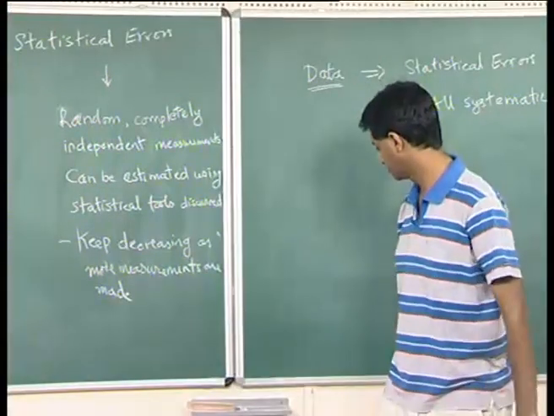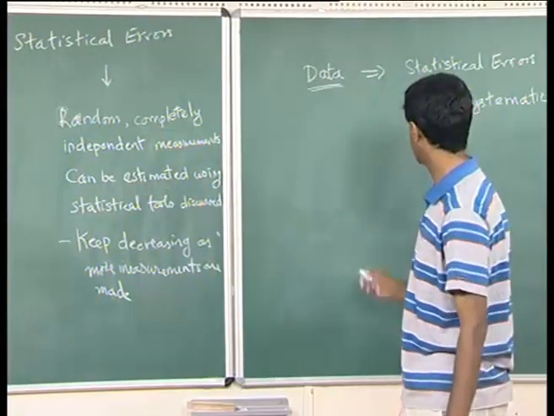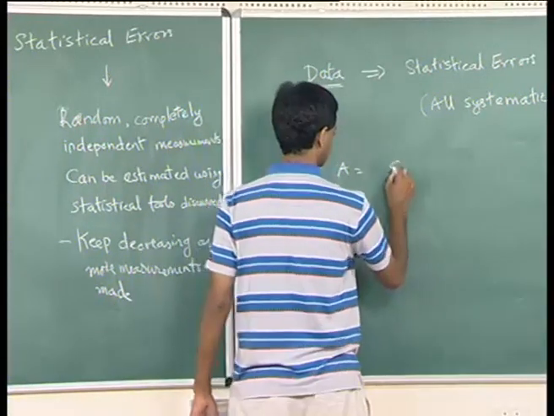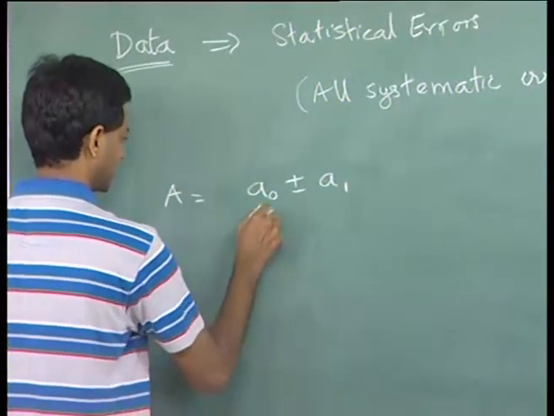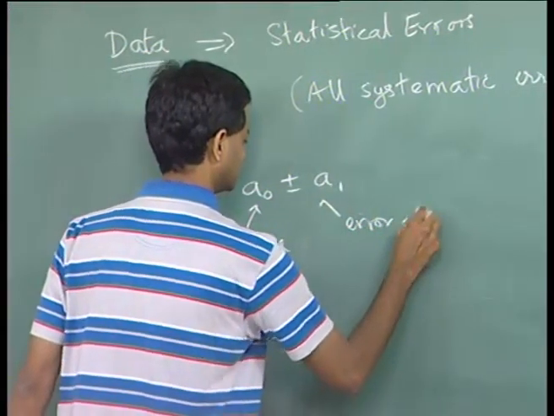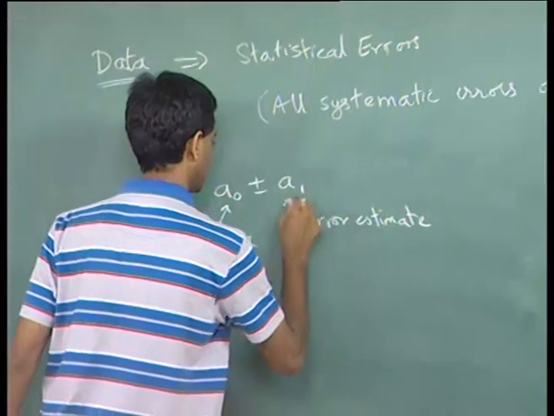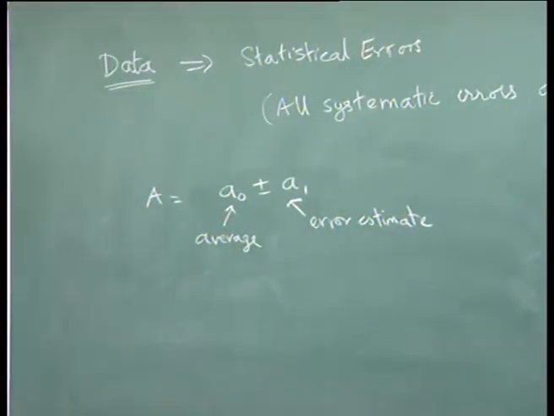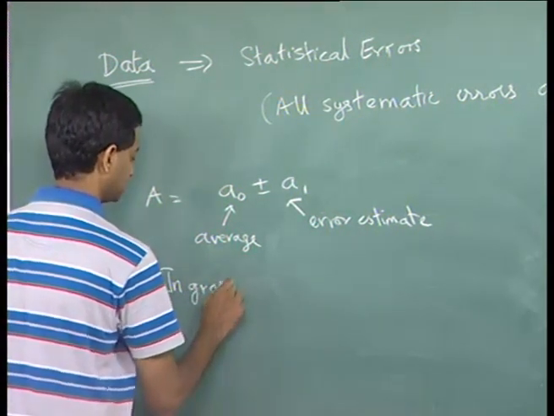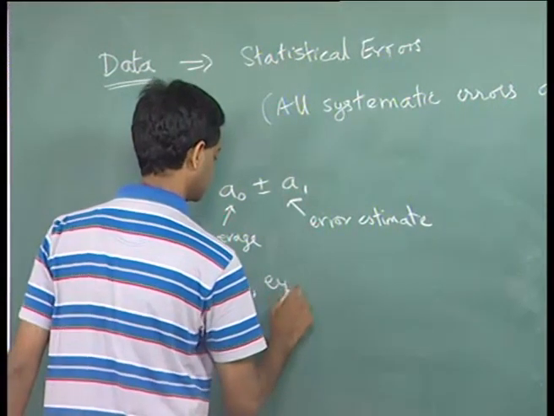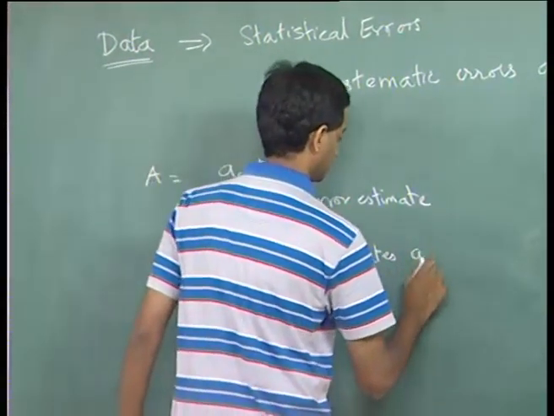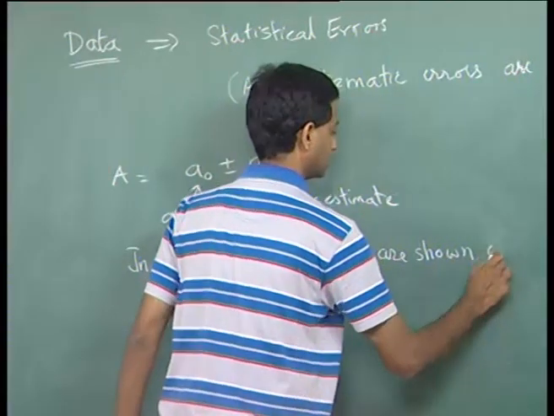Whenever you look at any reported values, you will always see the value of A is equal to some number A0 plus minus A1, where this is our average and this is the error estimate. Another very common thing that you will observe is that in graphs, error estimates are shown as error bars.